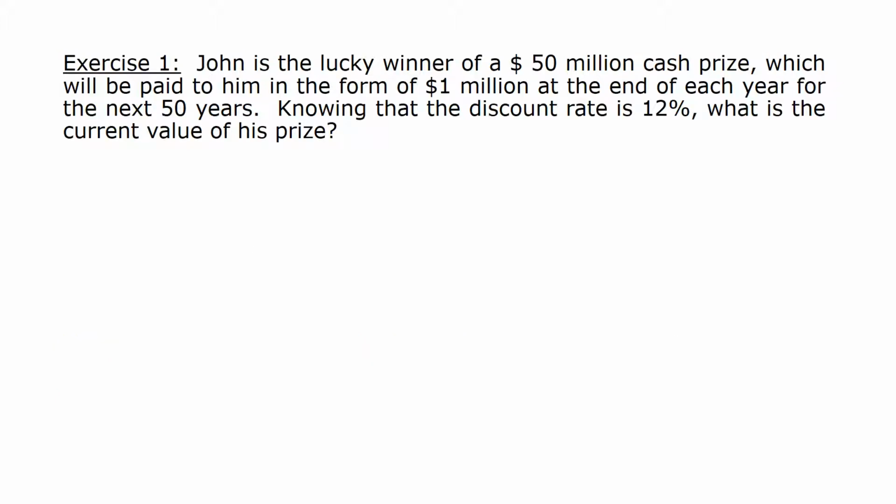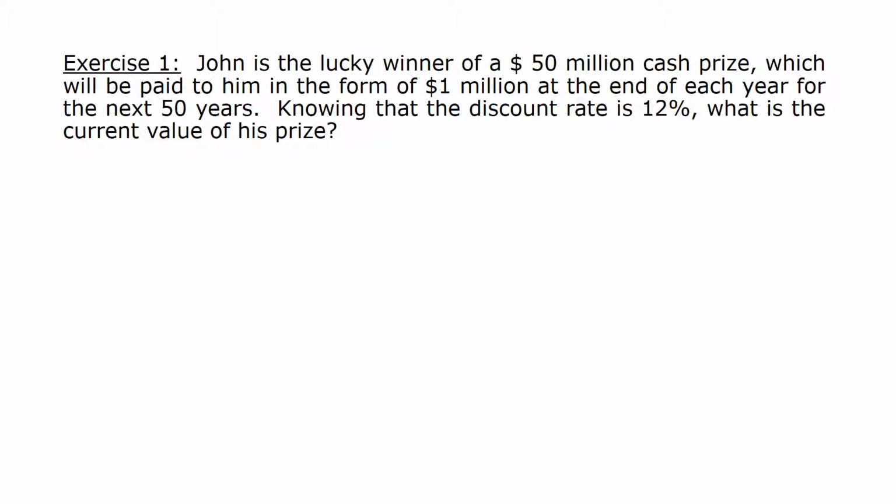Here is exercise 1. It says, John is the lucky winner of a $50 million cash prize, which will be paid to him in the form of $1 million at the end of each year for the next 50 years. Knowing that the discount rate is 12%, what is the current value of his prize? So let's start by trying to break down the information that we have from the exercise. It says he's a winner of a 50 million cash prize. I don't think we can use this for now.